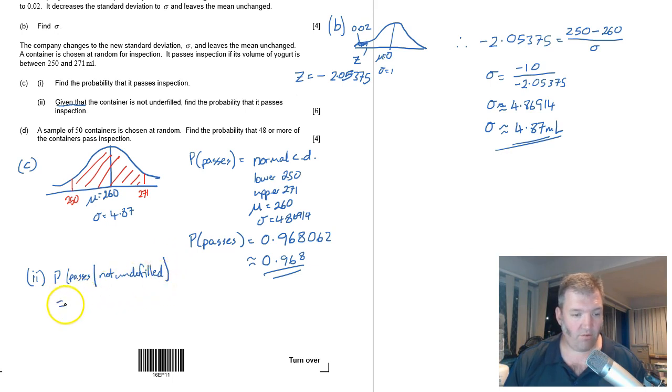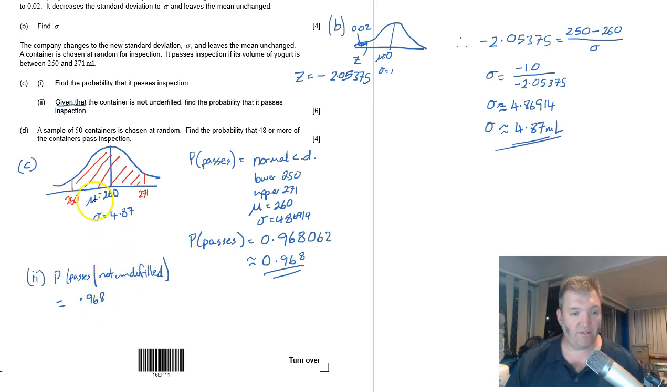What have we got there? Well, the probability that it passes divided by the probability of it passing and not being underfilled. We've got 0.968 is the probability that it passes.